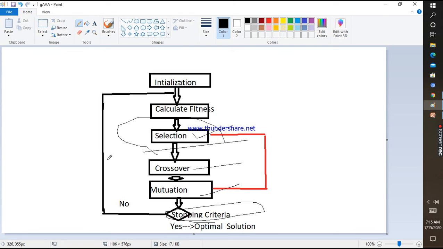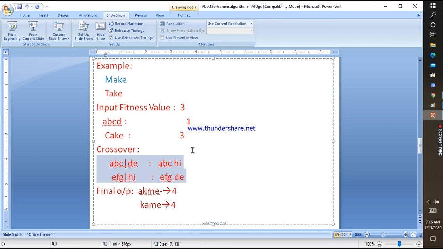Or else, if not, go again, search again, calculate the fitness value, select the best one, then go for crossover and come to mutation. At last, consider and take the solution here. Let's come to the final zone. Now what is the final output for the given problem? If you want the final output for the calculation, remember the input fitness value should always be higher than the output, higher in the given problem.